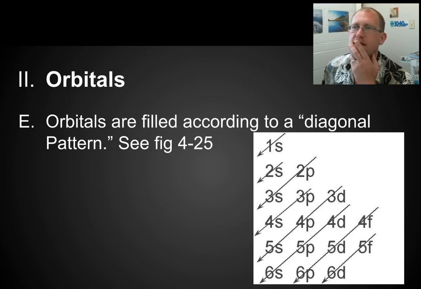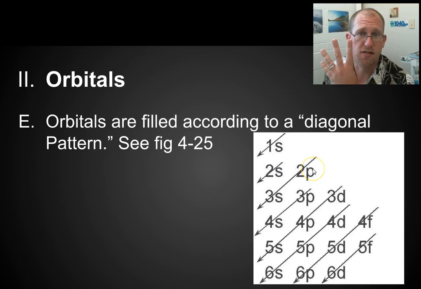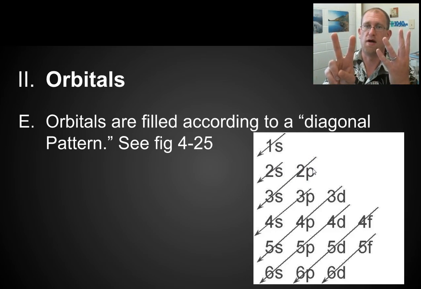How does this work out? Well, let's pick an element. Let's pick carbon. Carbon has 6 electrons. So its 1s is full, that's 2. Its 2s is full, that's 2 more. Now we're at 4. And we put 2 electrons in 2p. There's the 6 electrons, right?